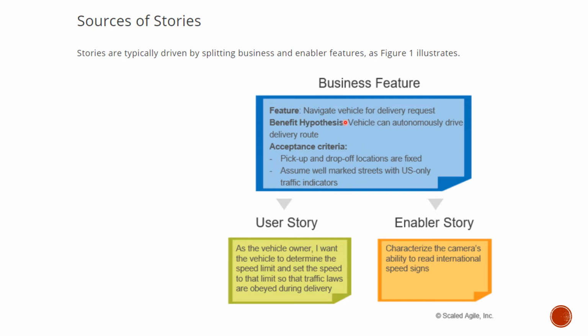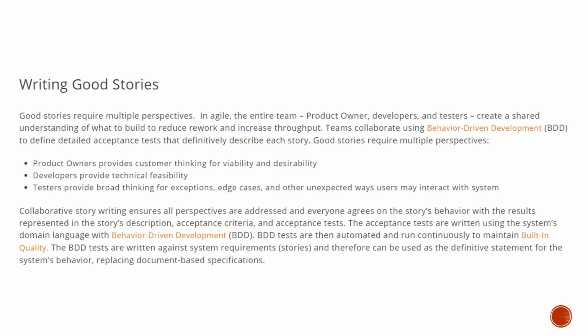Look at that. This business feature can be split into a user story as well as an enabler story. As a vehicle owner, I want the vehicle to determine the speed limit and set the speed to that limit so that traffic laws are obeyed during the delivery. This can be one of the user stories. An enabler story can be to characterize the camera's ability to read international speed signs. So generally you can split your business features into multiple stories.